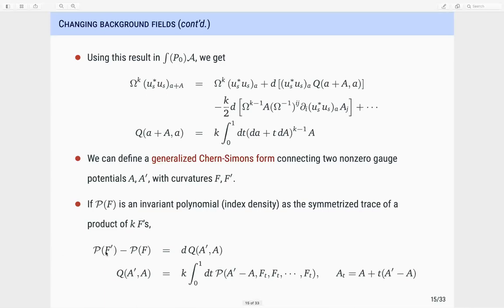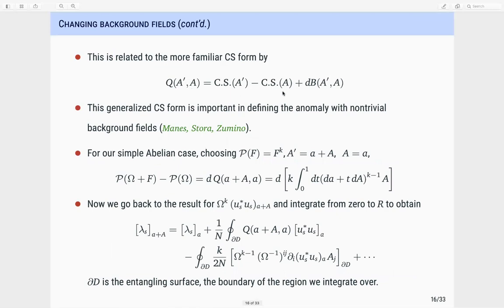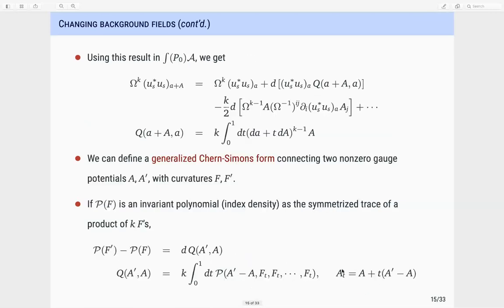Okay, and you might say if you write P(F prime) and P(F) as derivatives of Chern-Simons forms for A prime and A, then Q should be related to the difference of these two. But there might be additional exact terms which you miss because you're taking d of Q here. This formula for Q captures all that. Okay, so this is what I just finished saying, that I can relate Q to the difference of two Chern-Simons forms, but there is an additional term, and that is important for us, so we have to keep that, and that's what this formula captures.